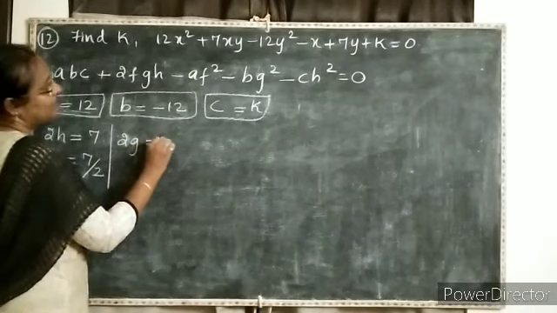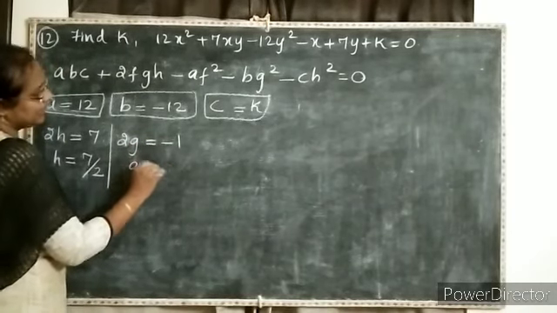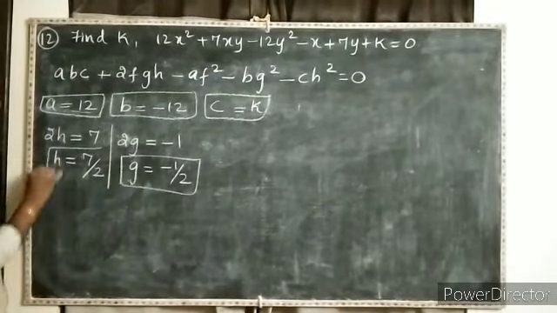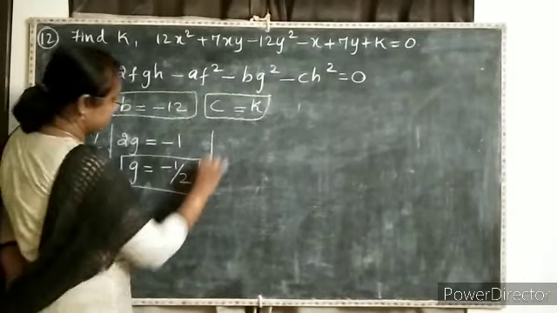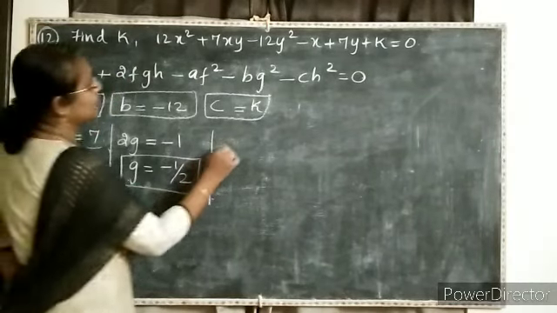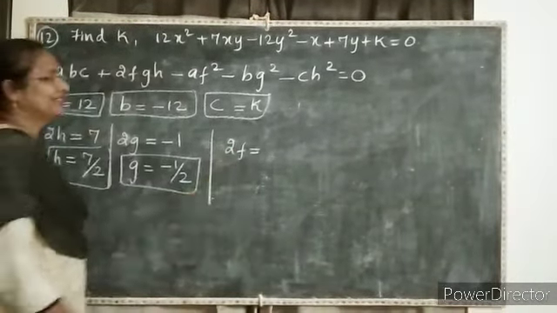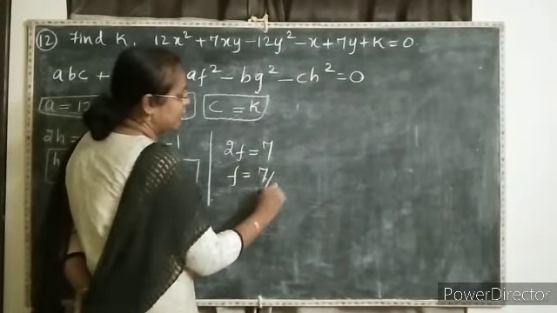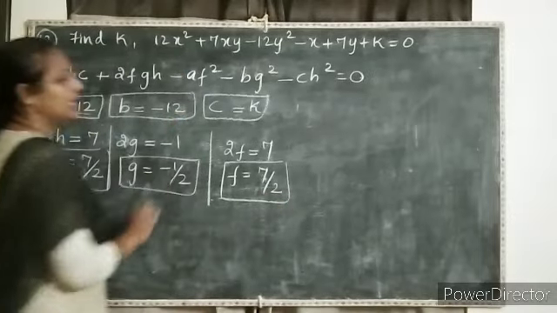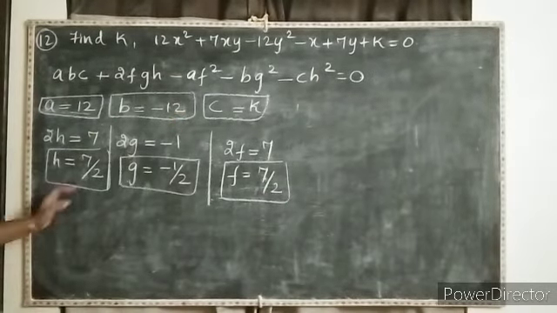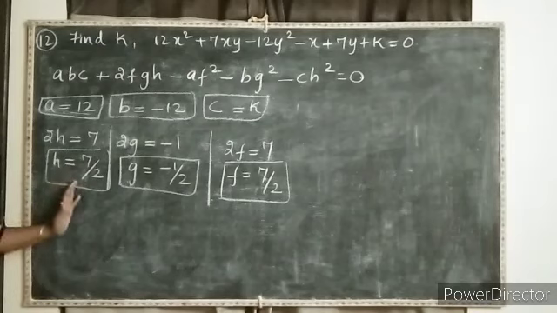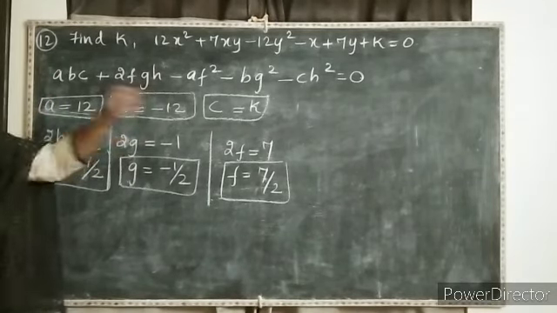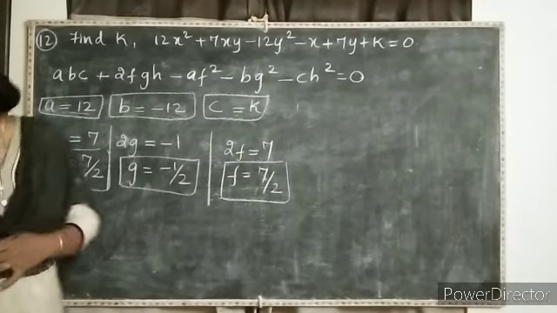Now the next one, 2G is equal to how much? Minus 1. So G is equal to minus 1 divided by 2. Now the next one, the F value. 2F is equal to 7. So F is equal to 7 divided by 2. So now I found all the values. Now we are going to substitute in this condition and find the value of K. Shall we do it now?